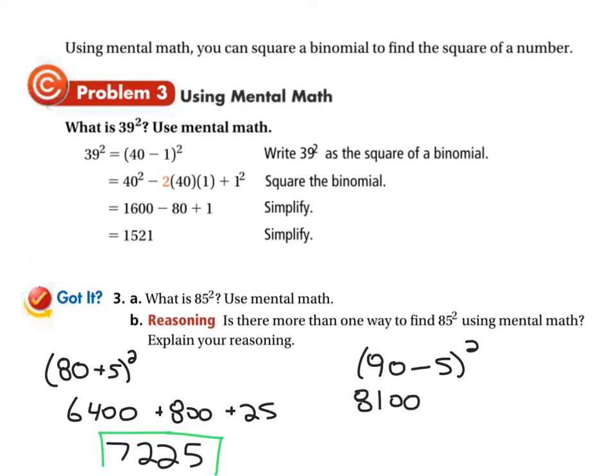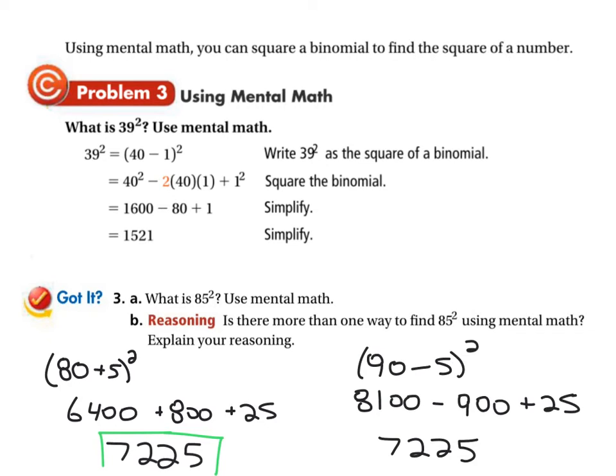90 times negative 5. Well, I know it's going to be a negative number. 9 times 5 is 45. With a 0 is 450, negative 450. I have to double it, and negative 450 doubled is negative 900. And then, of course, this squared, negative 5 times negative 5, is positive 25. Okay? Now, what do I get when I do 8100 minus 900? Well, 81 minus 9 is 72, so 7200. I've got to add this 25 on, and we get 7225, whichever way we did it.